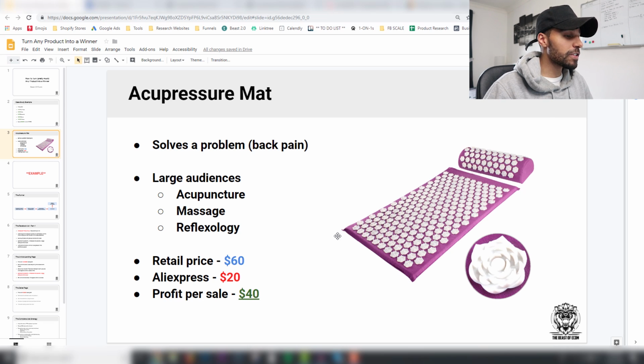Now, the retail price of this product, what these guys are actually selling it at, is $60. So it could be considered high ticket, right? The product cost on AliExpress, if you do an AliExpress search on this, is only $20. So the markup that they've got to play with is $40. Obviously, taking out any expenses and running costs, but for keeping it basic, let's just say the profit they're making is $40. So they've got a lot to play with and a lot to spend to acquire a customer, right?